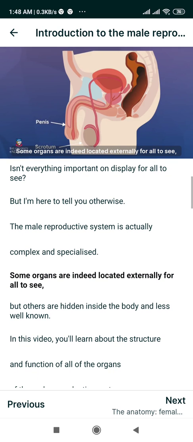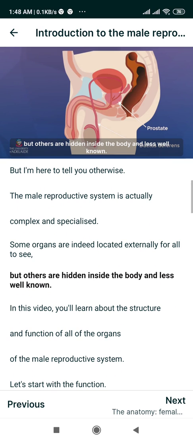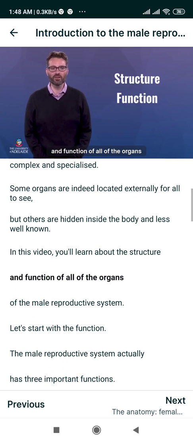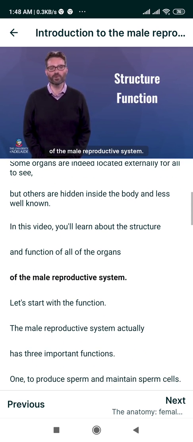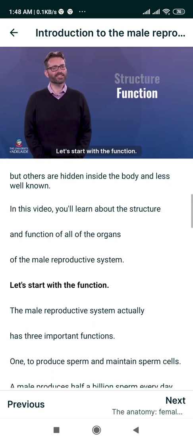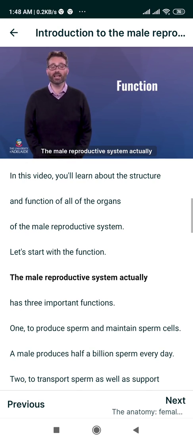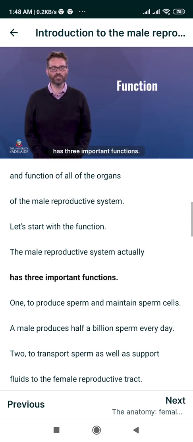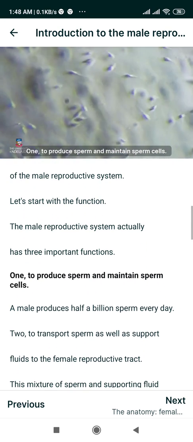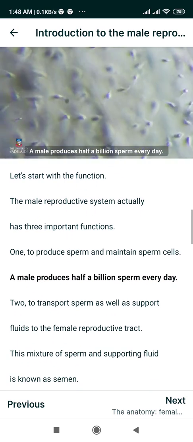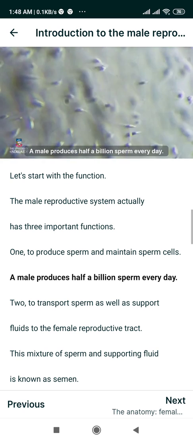Some organs are indeed located externally for all to see, but others are hidden inside the body and less well known. In this video, you'll learn about the structure and function of all of the organs of the male reproductive system. Let's start with the function. The male reproductive system actually has 3 important functions. 1. To produce sperm and maintain sperm cells. A male produces 500 million sperm every day.